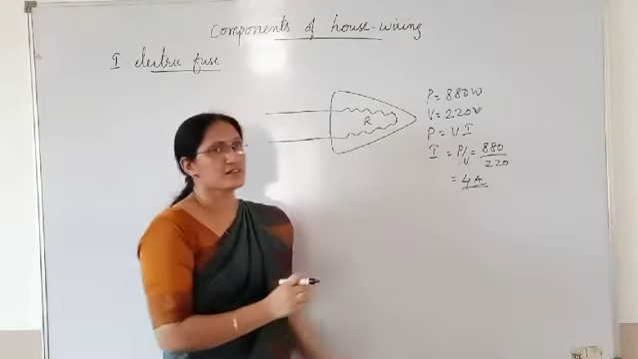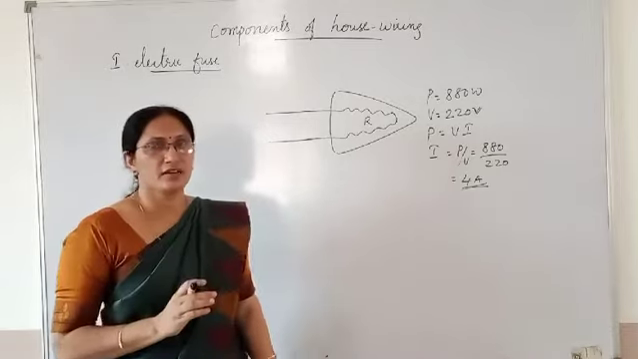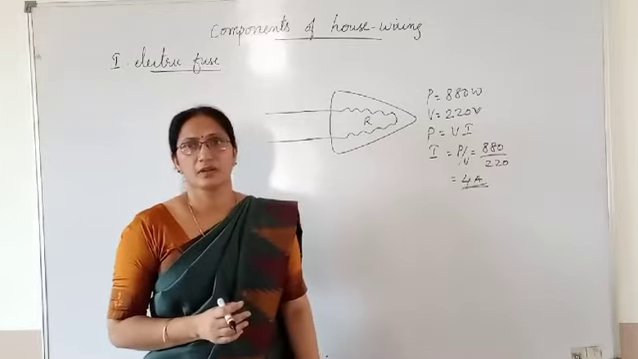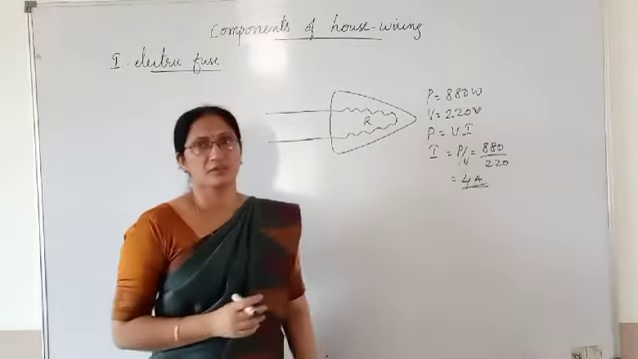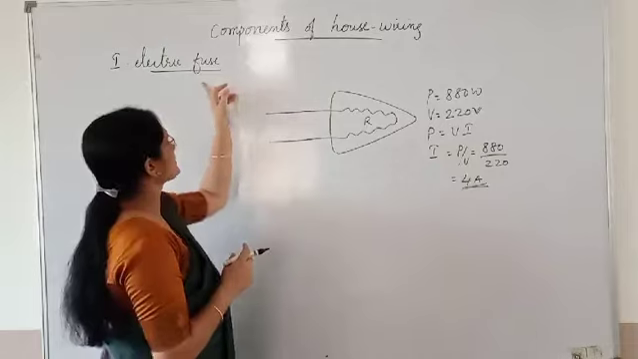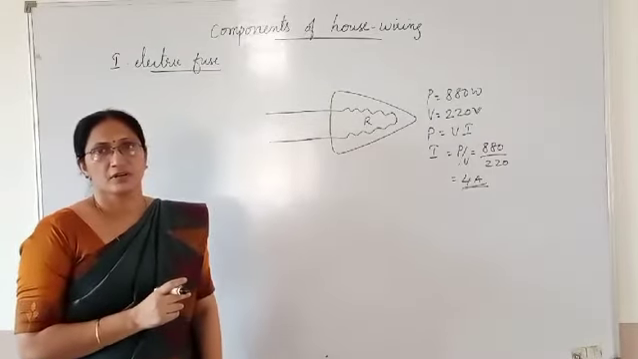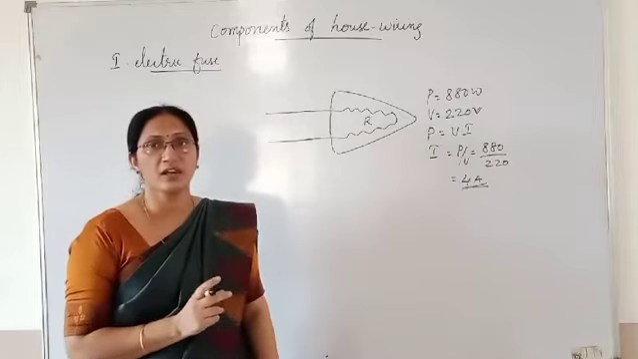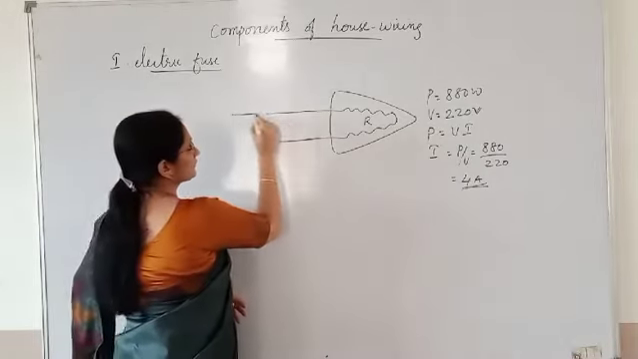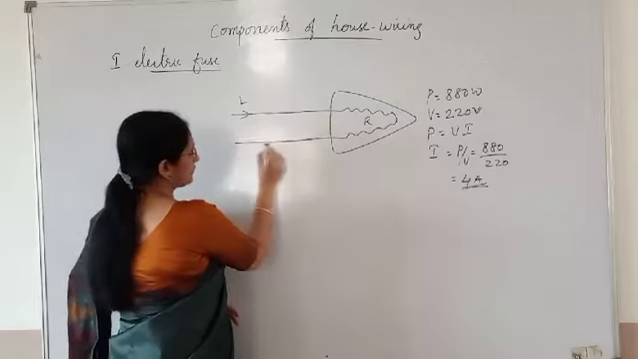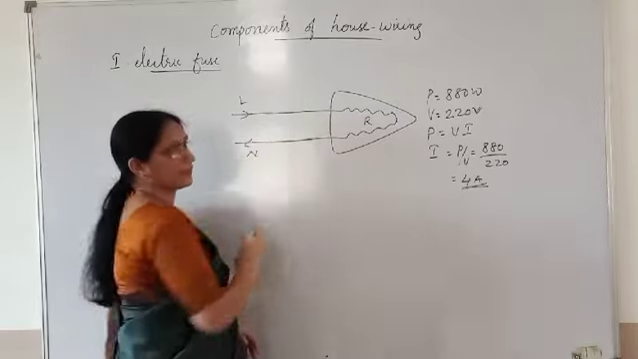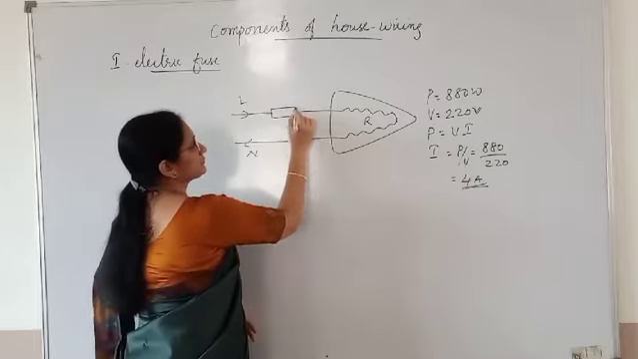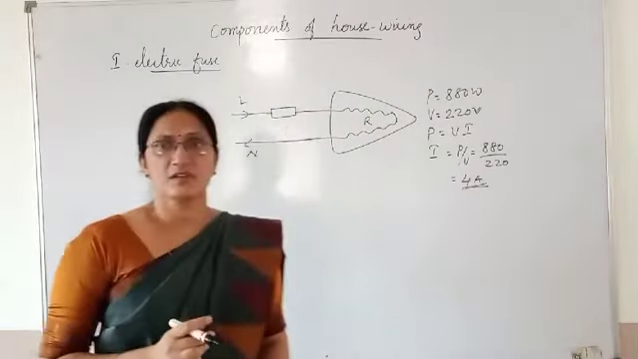So to protect this device, we should take care that never a current more than 4 ampere should enter into this device. For that we use an electric fuse. And these electric fuses are always connected on the line wire. This is the line wire and here is the neutral wire. And this fuse you always have to connect on the line wire.